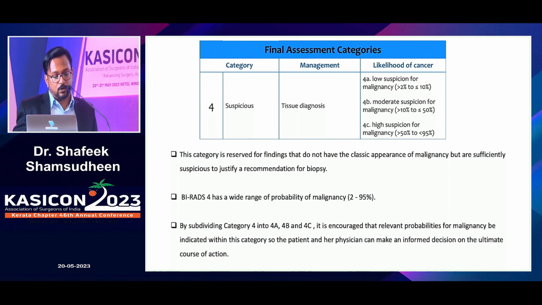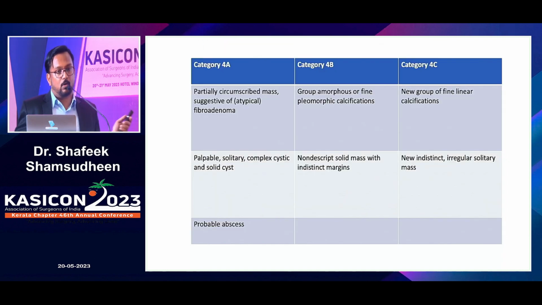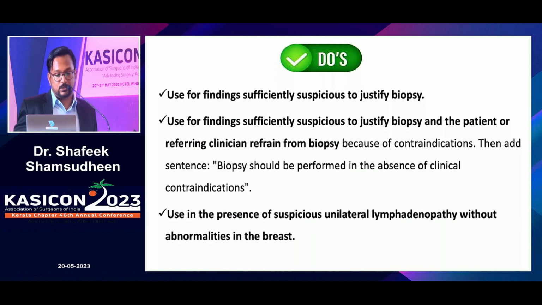In the BIRADS 4 category, there is no defined guideline to differentiate into 4A, 4B and 4C. There is a wide range of malignancy from 2 to 95%. These are the classifications, the lesions which we put into 4A, 4B and 4C, but this is not based on evidence. So, to avoid confusion in BIRADS 4, always follow the suspicious findings and use biopsy.